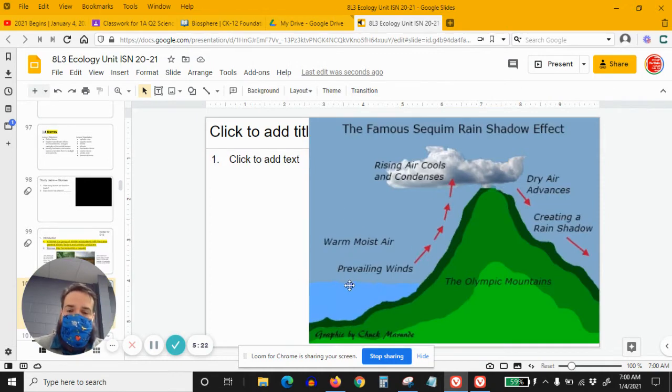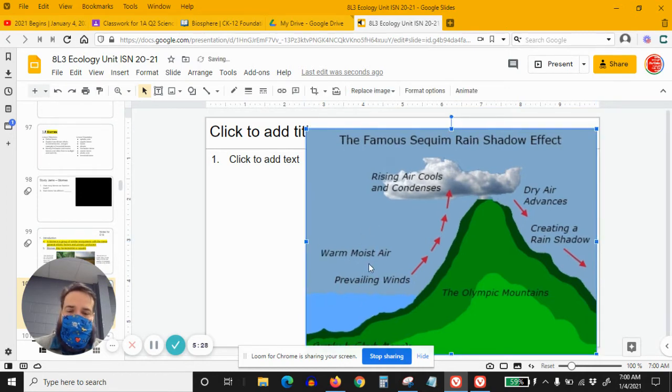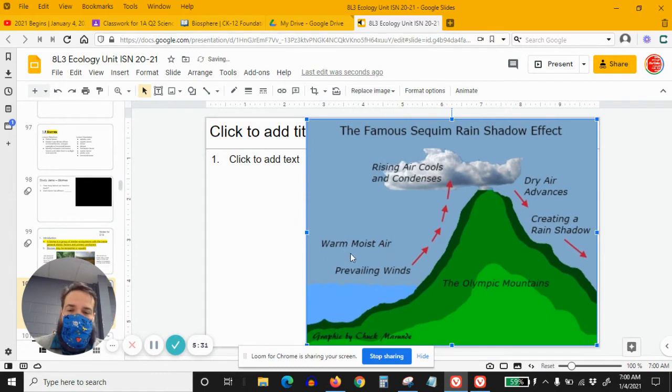Okay, here's an example. So here you have, I don't know if you can see my cursor or not, but you have the warm, moist air moving up the mountain. As it moves up, the air condenses and cools. And as air cools, the molecules get closer together and it squeezes out the moisture and it rains on this side of the mountain. Okay. Then on the other side, the dry air keeps going. And that's why they call it a rain shadow. It's not a real shadow, but you have rain on one side and no rain on the other.